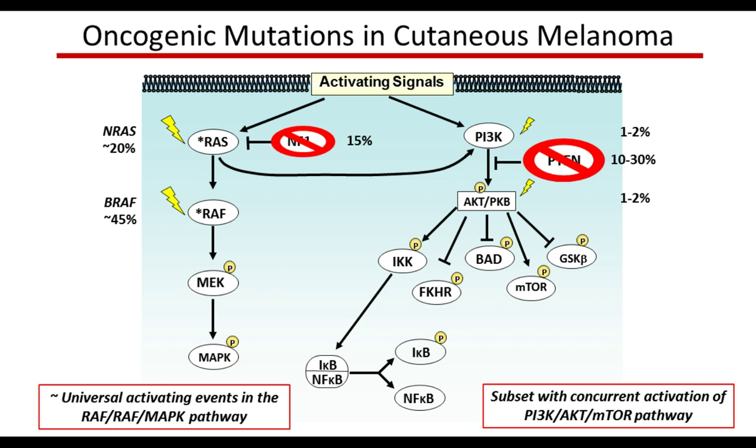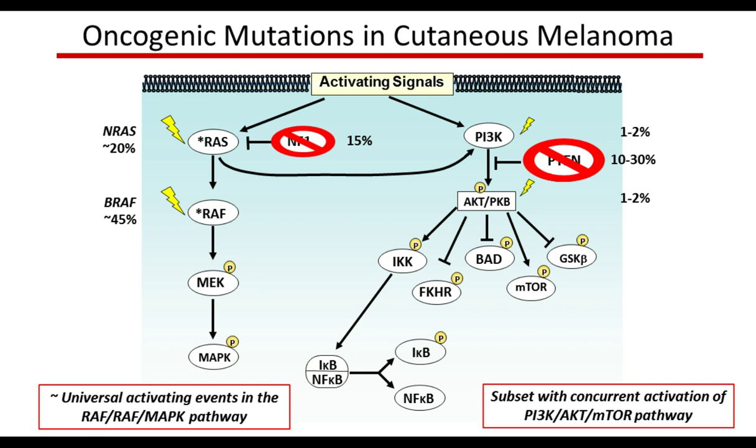Another 20% of patients have activating mutations in NRAS, and these are mutually exclusive with those BRAF V600 mutations. And another 15% of patients have loss of function mutations in NF1. And so really between these and a few other genetic events, we know that activation of the RAS-RAF-MEK kinase signaling pathway is essentially a universal event that occurs in cutaneous melanoma.